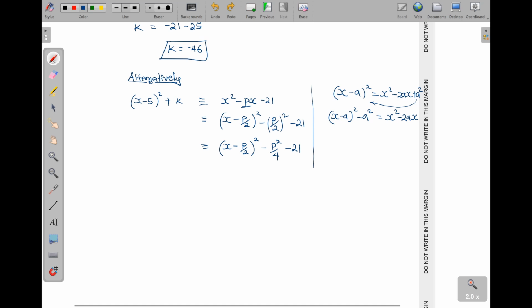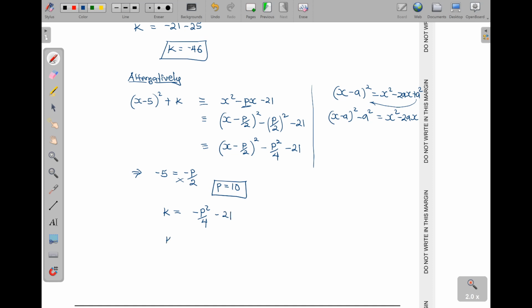Now we are going to equate what is inside the bracket. So that therefore implies that we are going to have negative 5 is equal to negative p over 2. Cross multiply. Your p is going to be equal to 10. You see that? And then the constant part k is equal to negative p squared over 4 minus 21.